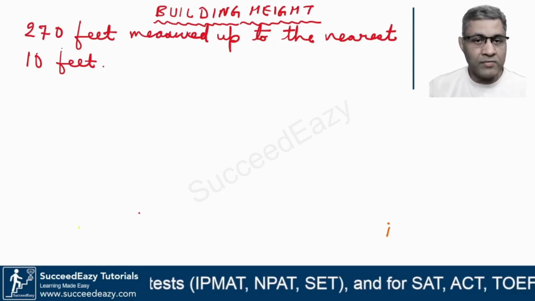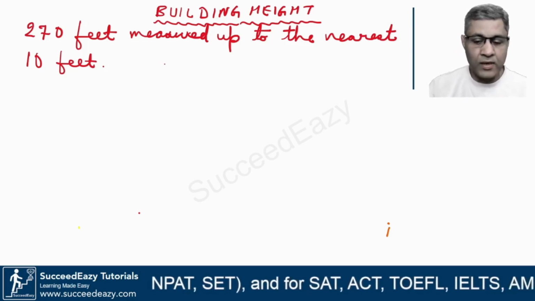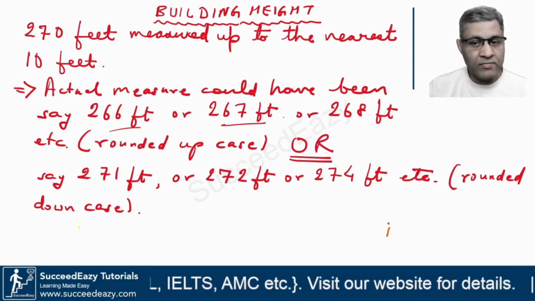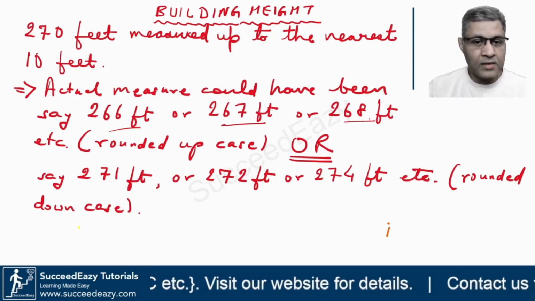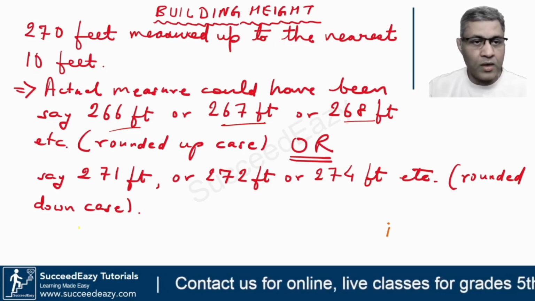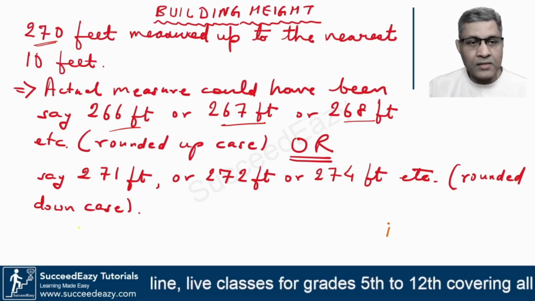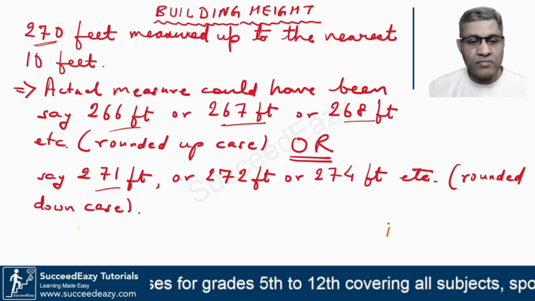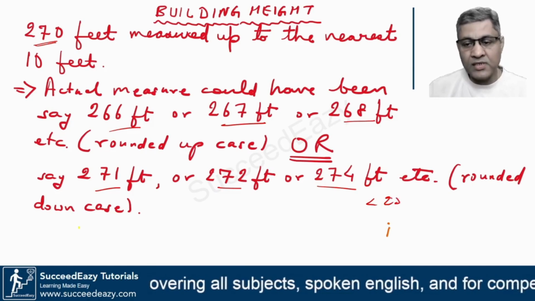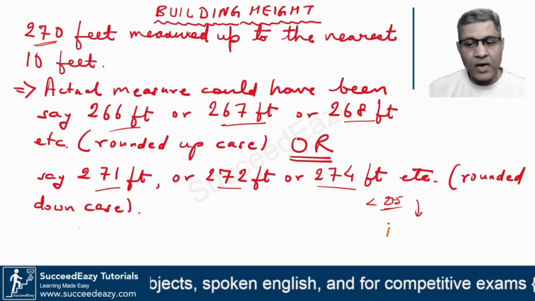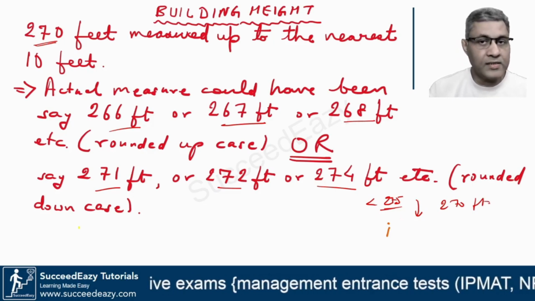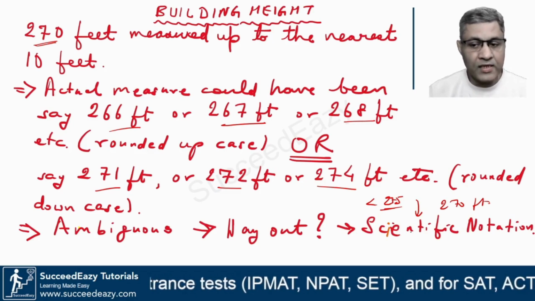The building height is 270 feet measured up to the nearest 10 feet, right? The actual measurement could have been 266 feet, or 267 feet or 268 feet, whatever. That would be the case of rounding up, so all this data would round up to 270 feet. Or else the same data could have been 270 feet, 272 feet, 274 feet. Anything less than 275 would round down to 270 feet, isn't it? So there is ambiguity involved in this data. What's the way out? The way out is scientific notation.